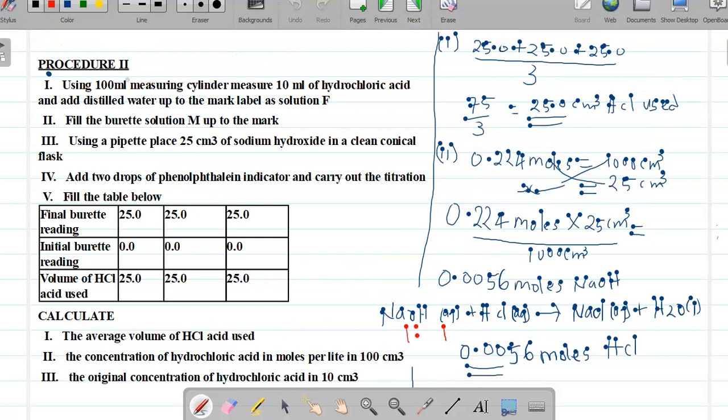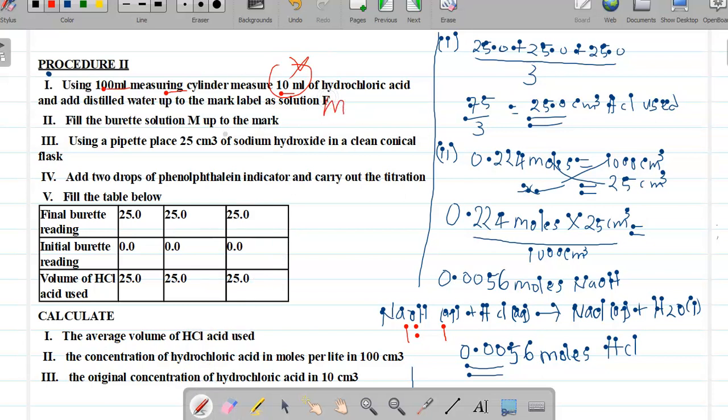Procedure 2, now we are reacting the sodium hydroxide. This time we are reacting the sodium hydroxide with the acid. We will react sodium hydroxide with hydrochloric acid. Then using a 100 ml measuring cylinder, measure 10 centimeter cubic of hydrochloric acid. This is the original volume of the hydrochloric acid, 10 centimeter cubic. Then you add water up to the mark. Then you label it solution M.